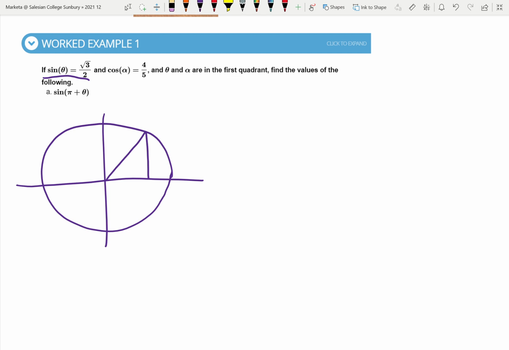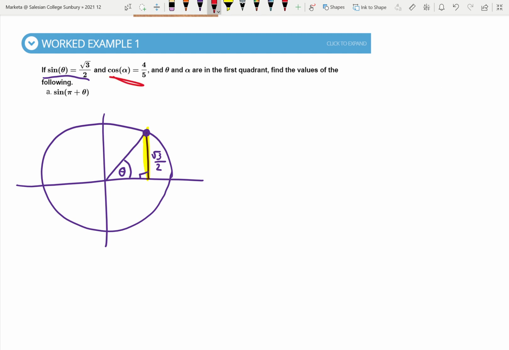Now the sine value refers to the y value of the point, or the upright length of the triangle. So here's our right angle triangle, and our angle is theta. This has nothing to do with alpha or the cos of alpha. So here we can write root 3 on 2, because that's the length of that yellow line. This is not 4/5, so that's wrong. 4/5 is nothing to do with the angle theta.